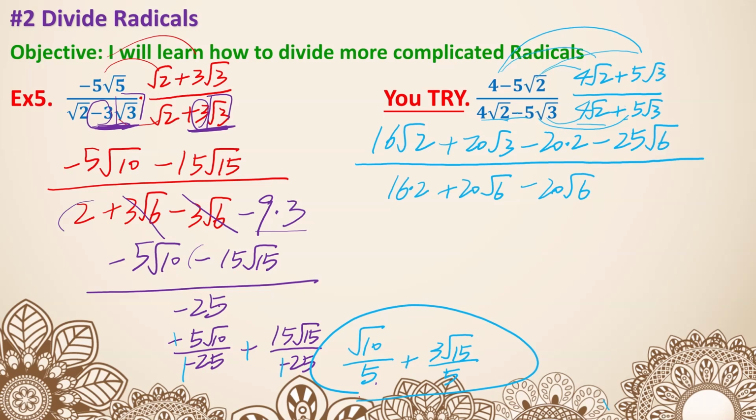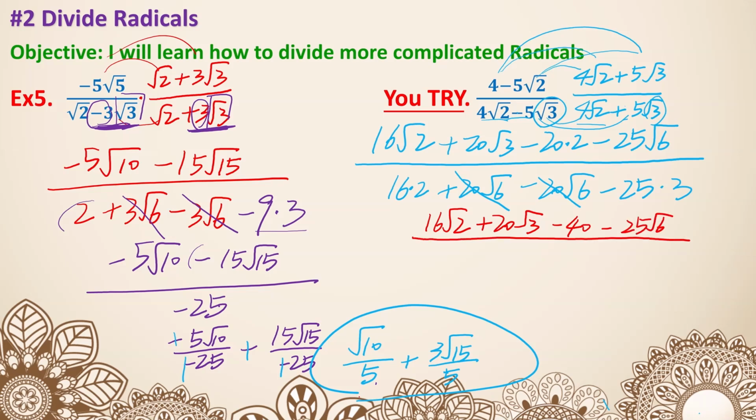Negative 5 times positive 5 is a negative 25. Square root of 3 times square root of 3 is a 3. The middle two terms cancel. We are left with 16 square root of 2 plus 20 square root of 3 minus 40 minus 25 square root of 6, all over. That's a 32 in the front. This is a 75 on the back. And it's 32 minus 75, so we are left with a negative 43.